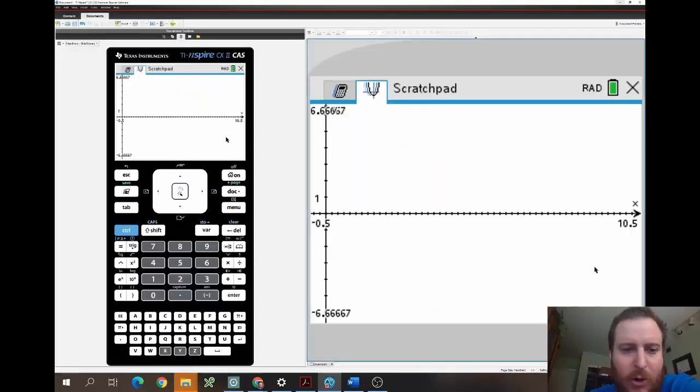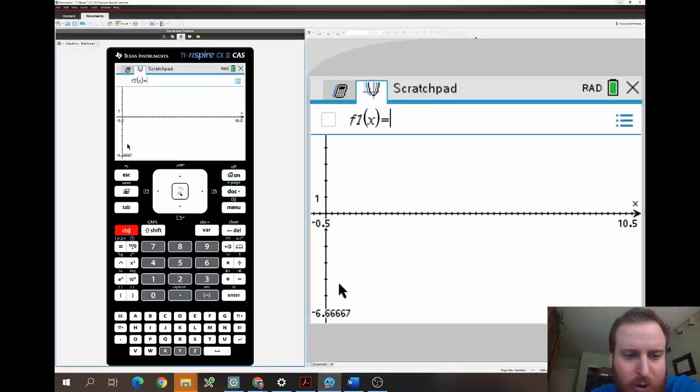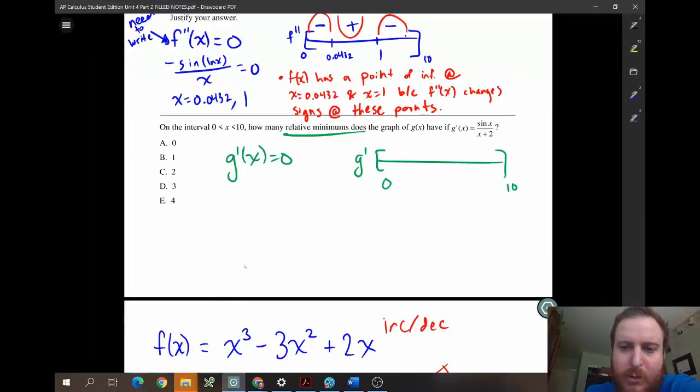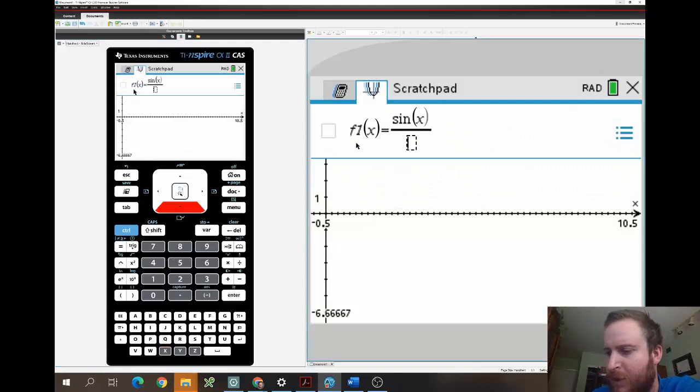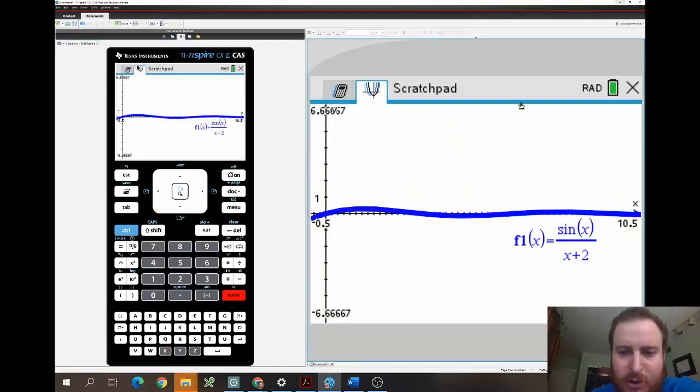But I'll review how to do that. So we're going to hit tab, right? And we're going to go to control, divide. And then we're going to plug in sine of x over x plus 2, so trig sine of x divided by x plus 2. The reason we're doing this is we want to plug in the first derivative, and that's what they gave us already, so we're just going to do it just as it is.